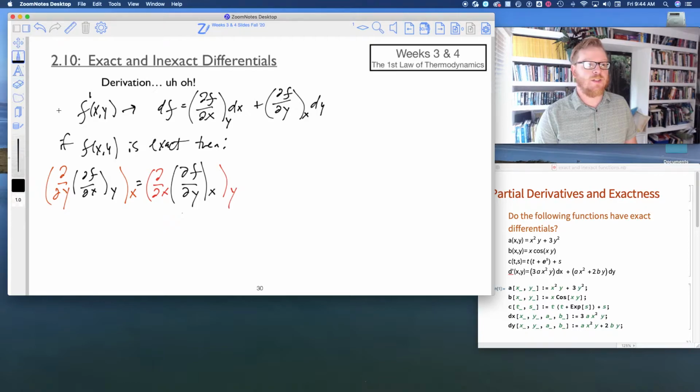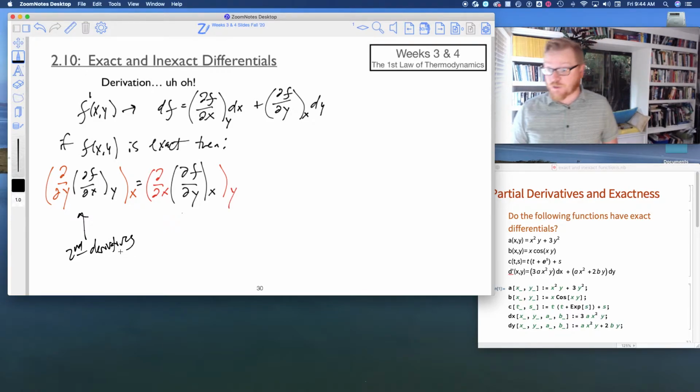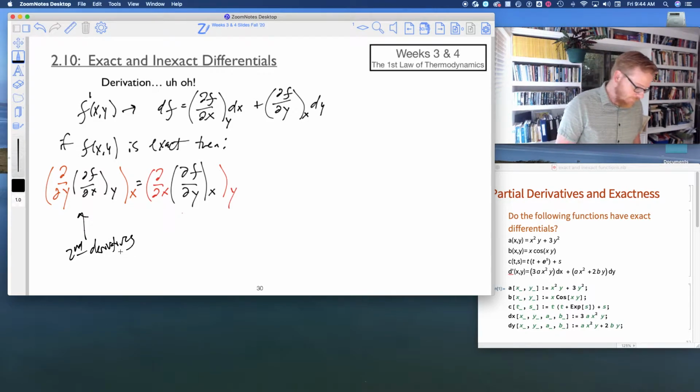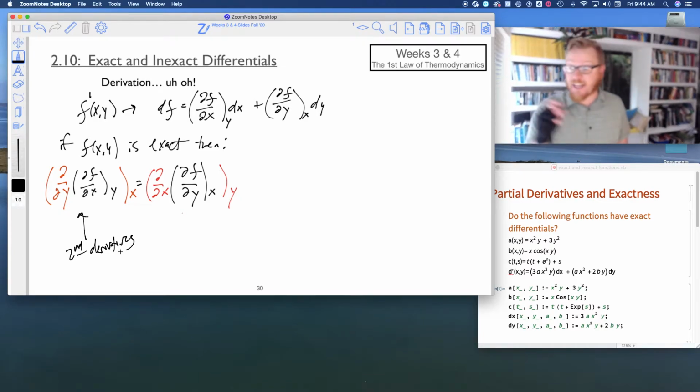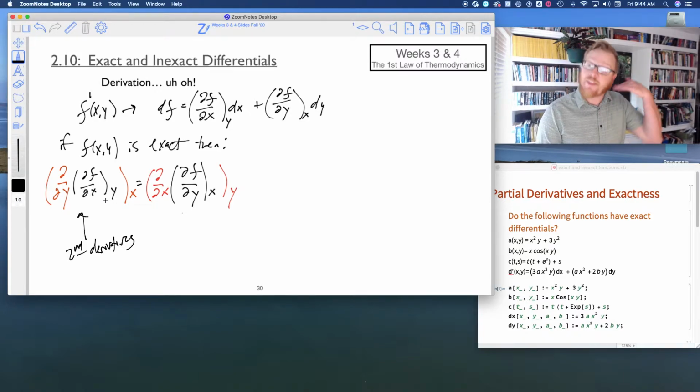I can switch the order in which I take them, and the result will be the same. And so note that these really represent second derivatives, right? Okay. And if it is exact, then switching the order, right? So first taking the derivative of f with respect to x at constant y, then taking the derivative with respect to y at constant x. If I change that order of operation and it's equal, we can say it's an exact function.